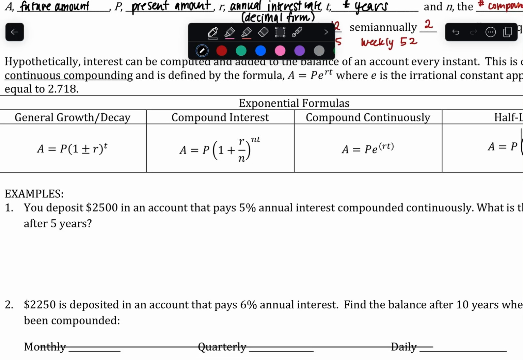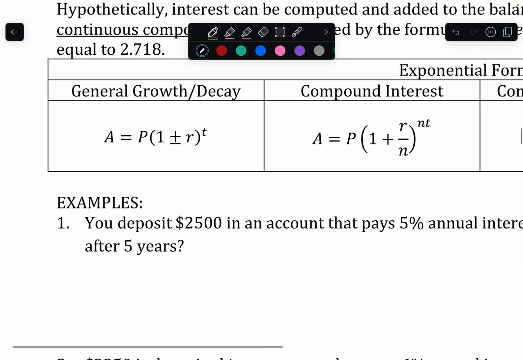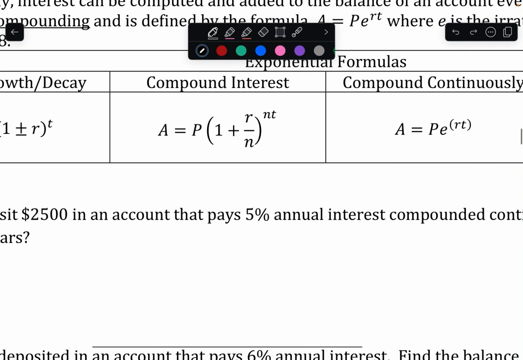Okay, and so here's a list of all our formulas. Last time we talked about growth and decay, where you're either growing by a percentage or decaying by a percentage. You would then subtract it. Here's our new formula with compound interest, adding in those 2 places.